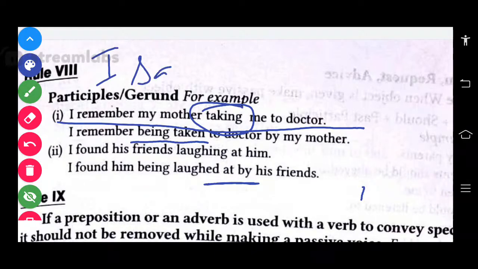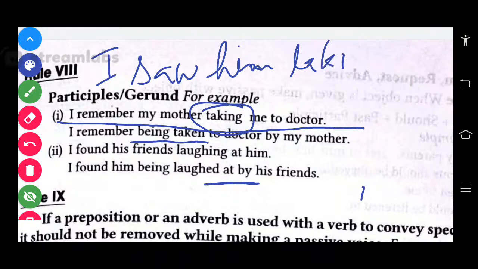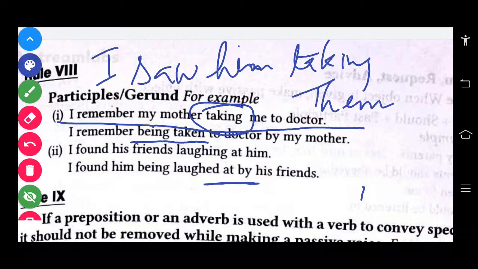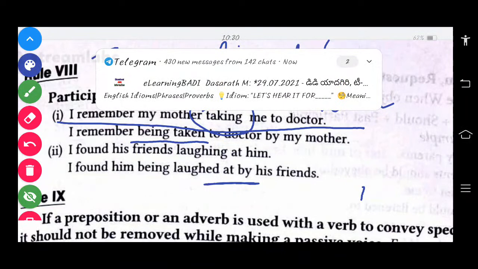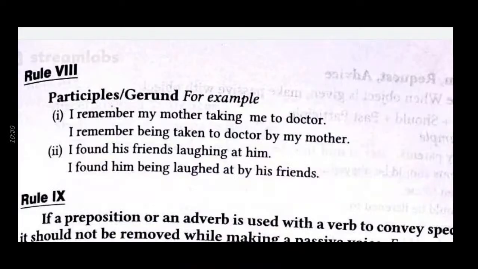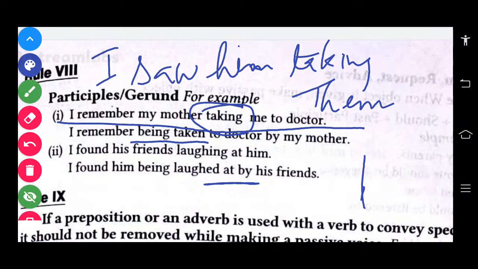I saw him taking them. I saw him taking them. Now tell me, what is the passive sentence of this? I saw him taking them. Can anyone answer this? Try to answer over here.